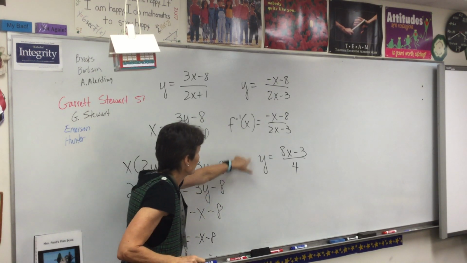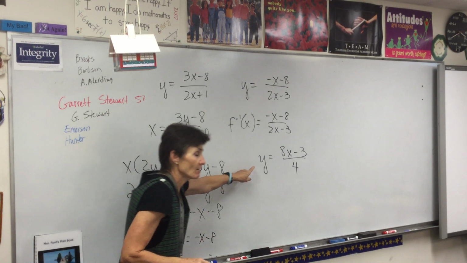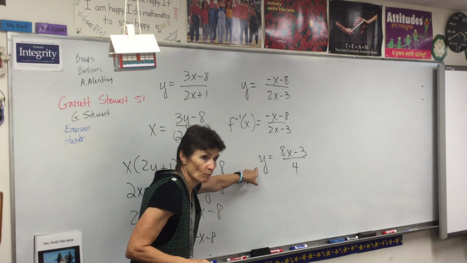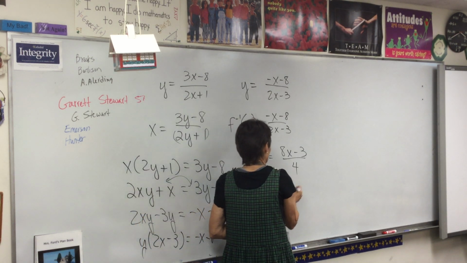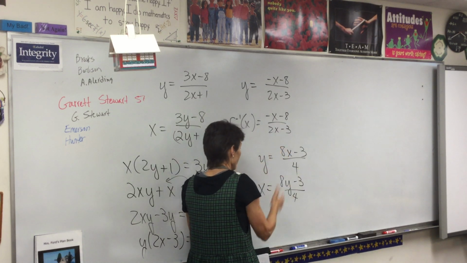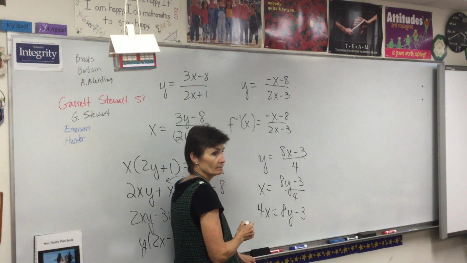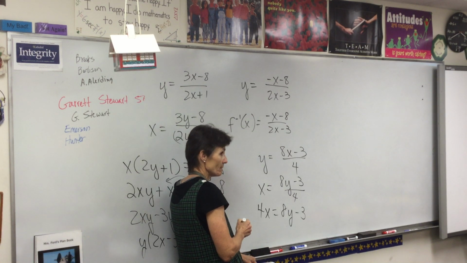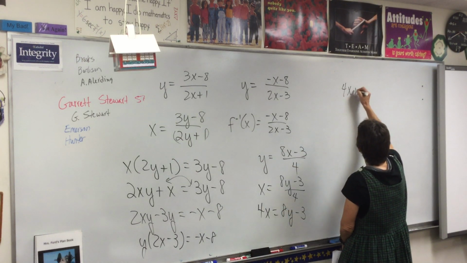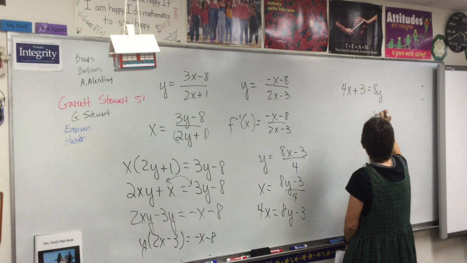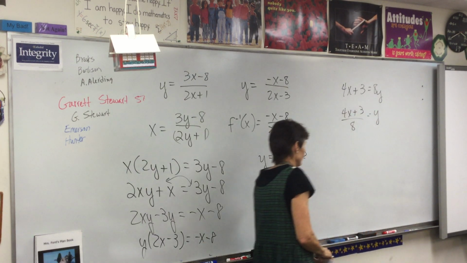So you're going to have an easy one and a hard one on your test. Don't forget here, though, you got to switch the variables before you get started. Before you get started, switch your variables, and then jump in. So 4x equals 8y minus 3. You with me? Yeah. And then 4x plus 3 equals 8y, and y equals 4x plus 3 over 8.